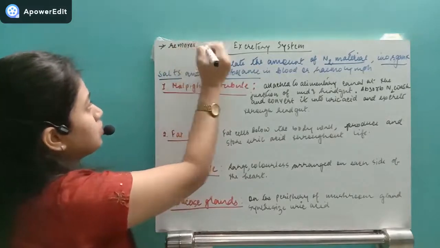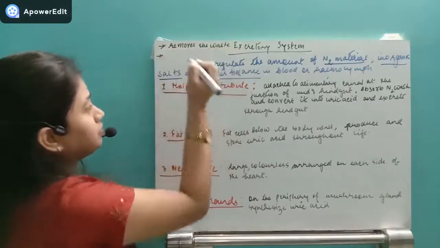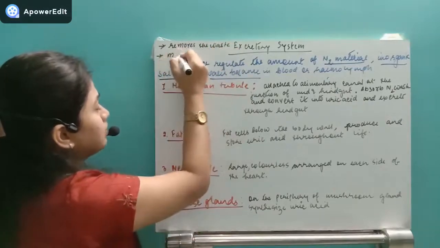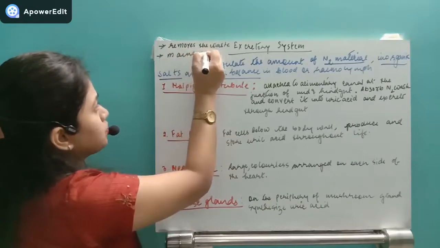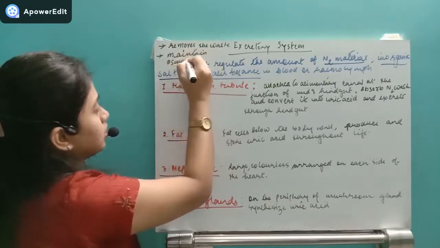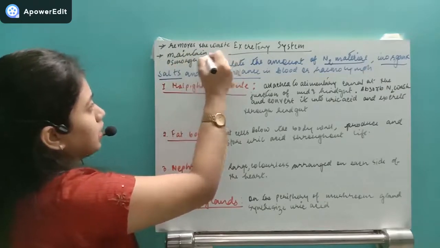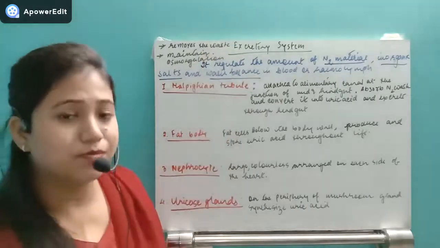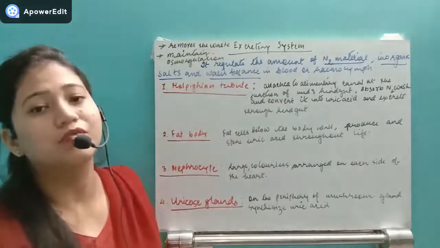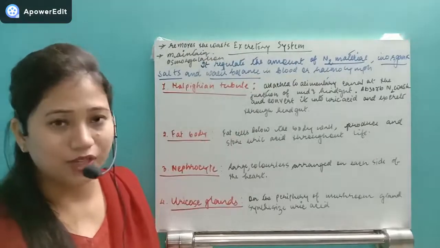It removes the waste, and second one, it maintains osmoregulation. So that is the excretory system's main function, that is to remove the waste product and maintain the salt and water balance in the body.